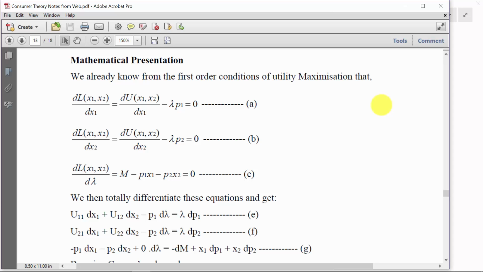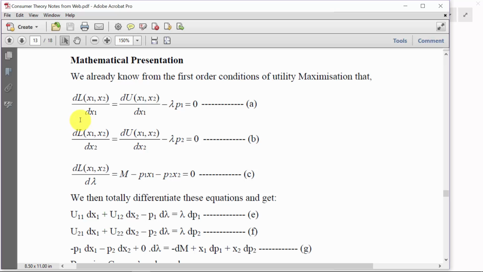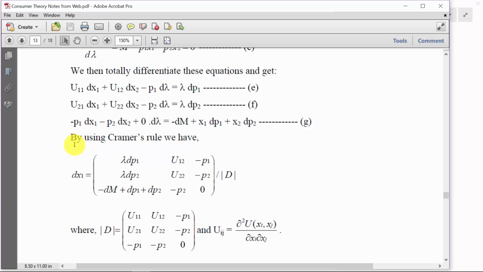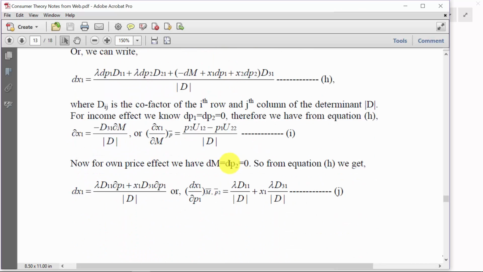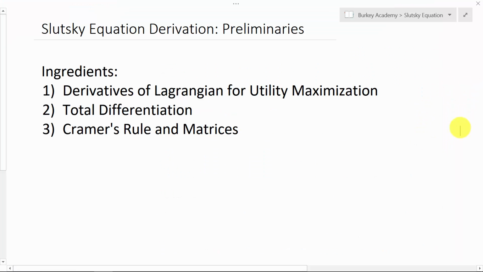But in order to prepare everyone, because I want this to reach as large an audience as possible, if you're interested in the Slutsky equation, this involves a lot of stuff. First it involves setting up the Lagrangian equation, then it involves total differentiation, and then it involves using Cramer's rule, and then a lot of simplifications, and finally down here we get to the Slutsky equation part.